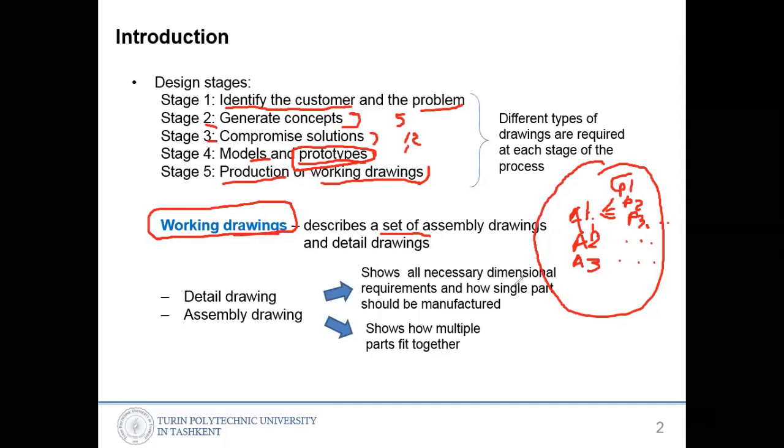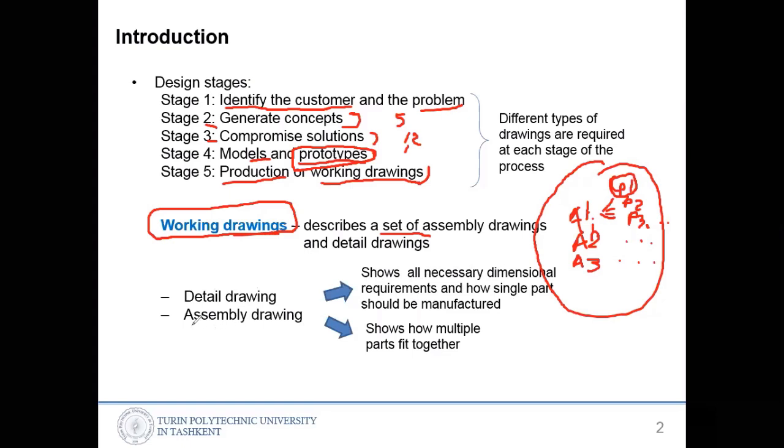It shows all necessary dimensional requirements. So everything about dimensions, the size, tolerances. All that information will be included inside this type of drawing. So in a detailed drawing, all details are there. It shows all necessary dimensional requirements and how single parts should be manufactured, so every piece of information needed for manufacturing.